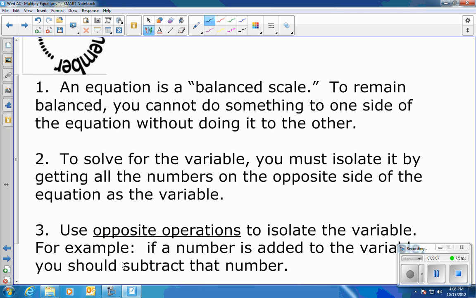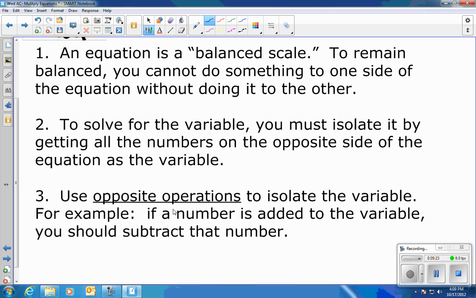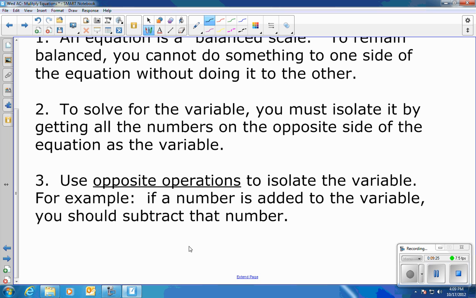So a few things to remember, an equation is a balanced scale. So to remain balanced, if you do something to one side, you have to do it to the other side. To solve for the variable, you must isolate it, which means get it all alone. You do that by getting all the numbers on the opposite side of the equation as the variable. We use opposite or inverse operations to isolate the variable. So for example, if a number is added to the variable, you should subtract that number to get rid of it.